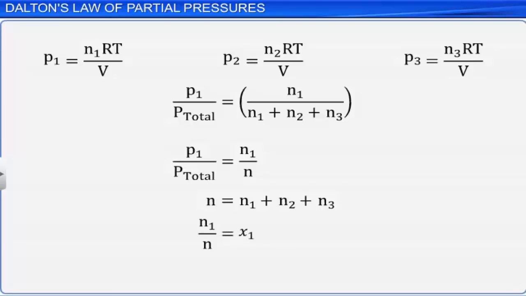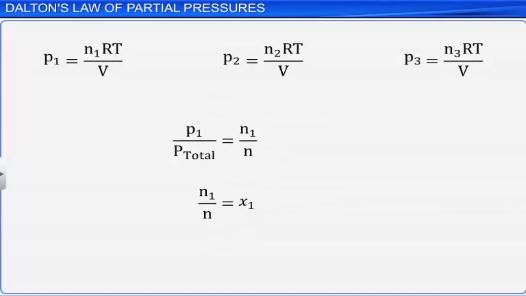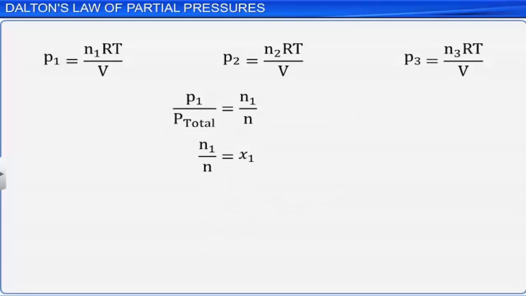For a mixture of gases, the mole fraction can be defined as the ratio of number of moles of an individual gas to the total number of moles of all the gases present in a mixture. On substituting the values, we get P1 divided by P total is equal to X1. This equation can be written as P1 is equal to X1 multiplied by P total.